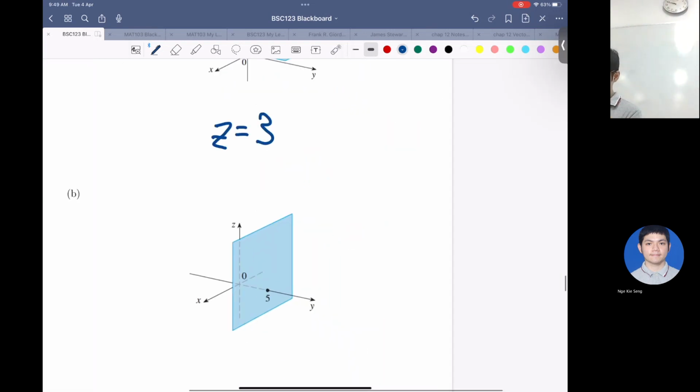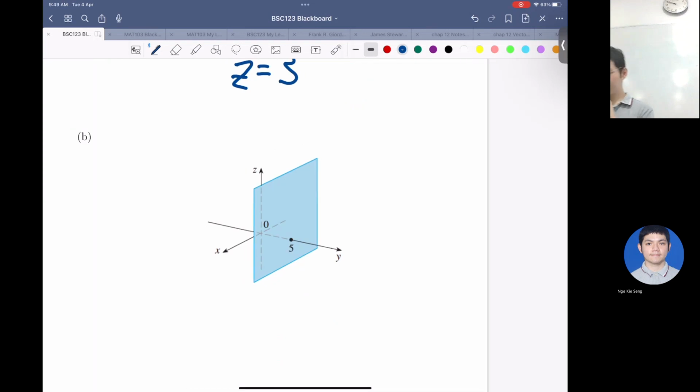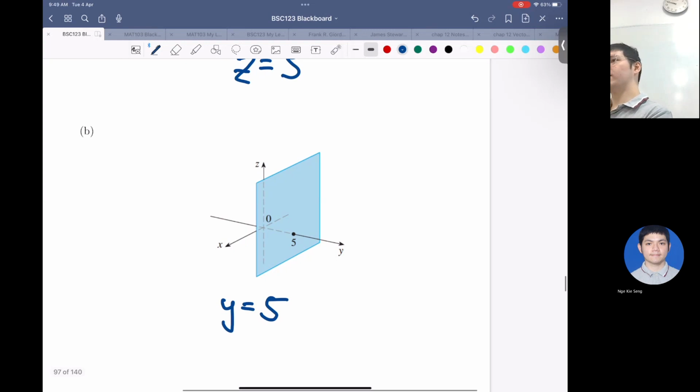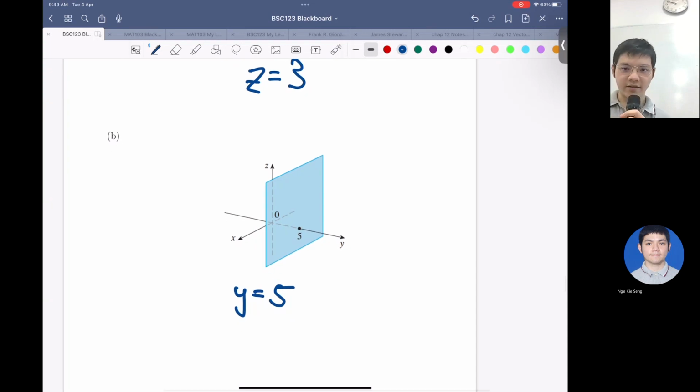Next, how about the vertical slice? What's the thing in common here? Y equals 5. So you slash out a plane, you just control one variable. So far still okay.